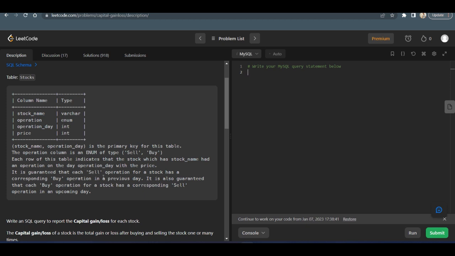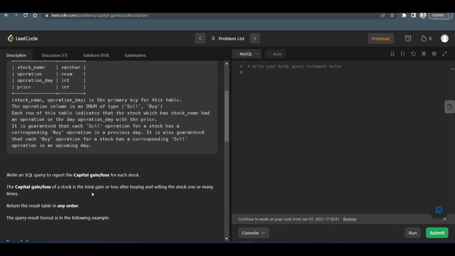It is guaranteed that each sell operation for a stock has a corresponding buy operation in the previous day. So every stock has sell and buy operations. If the stock has a buy operation, then definitely it will have a sell operation from another person before the day of buy. It is also guaranteed that each buy operation for a stock has a corresponding sell operation in an upcoming day. Means the stock which is bought from one person by another person will also have a sell operation in upcoming days from that person.